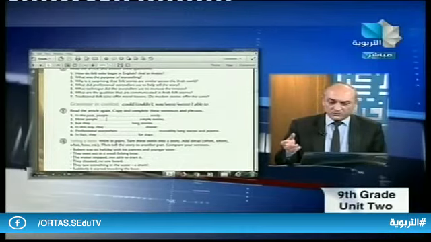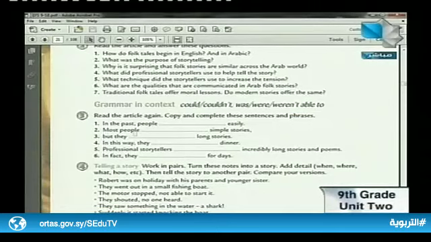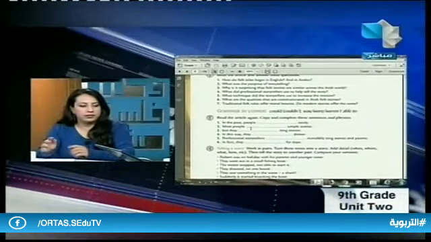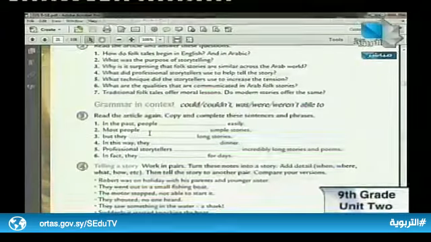What about number 2, Ms. Ula, please? Number 2: most people were able to tell simple stories. Most people, we're not talking about professionals here. Most people were able to tell simple stories. So they used to learn these stories by heart, right?